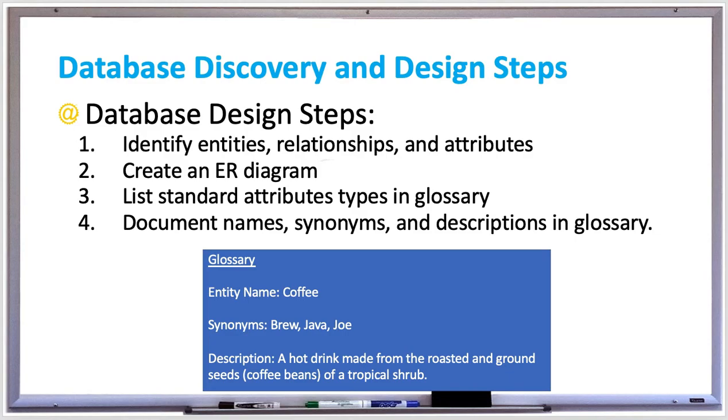If there are several options to choose from when naming an entity, relationship, or attribute, then choose the best one as the official name. Document all the names of your entities, synonyms, and descriptions in the data glossary or dictionary.